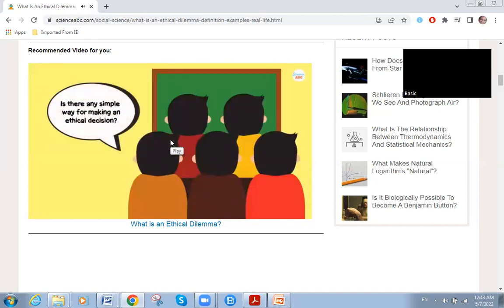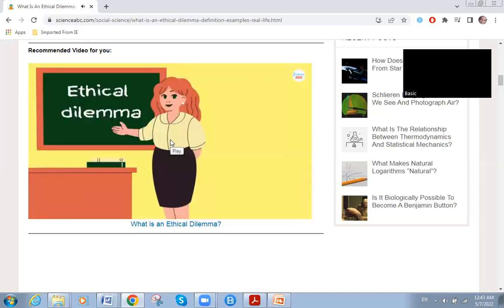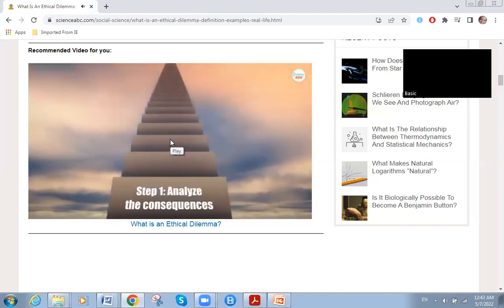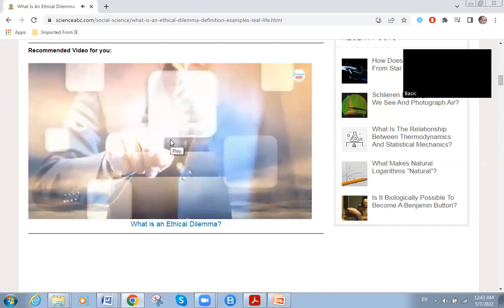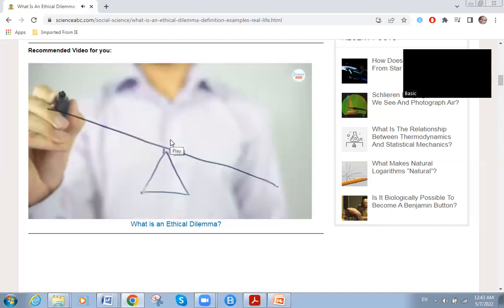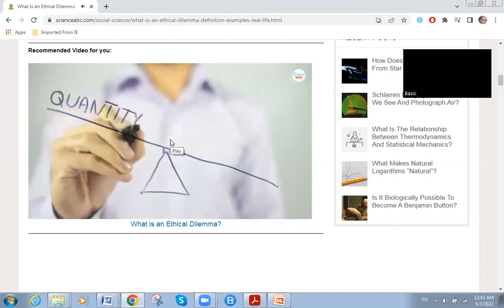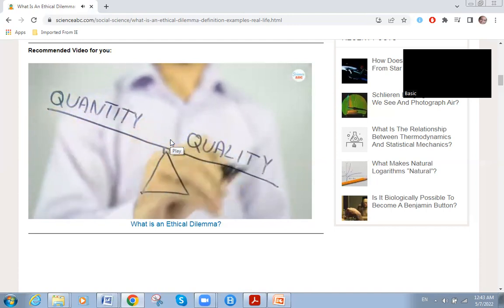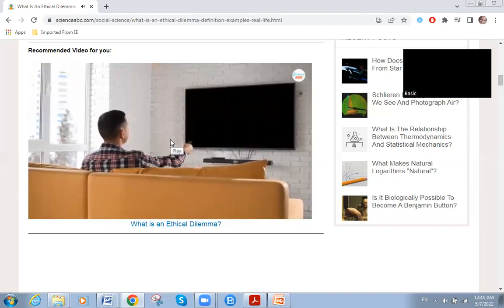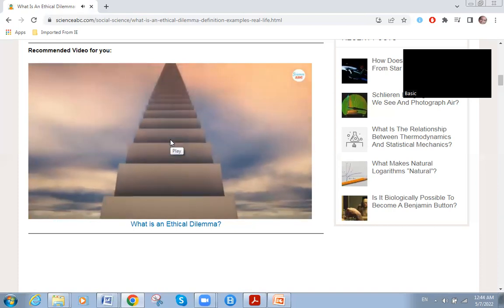Fortunately, there is a simple three-step process to resolving an ethical dilemma. Step 1. Analyze the consequences. Before making a choice, consider both the positive and negative consequences of each option, not only their quantity, but also their quality. For example, health is more important than a new TV, while betraying a friend is more harmful than an omission of truth.